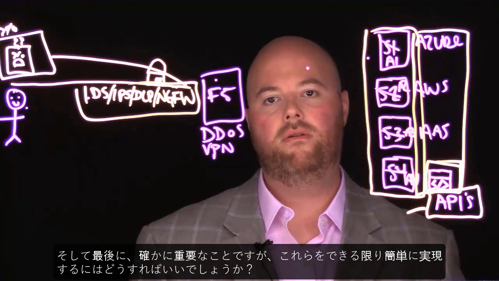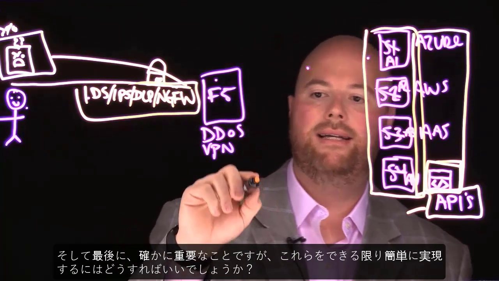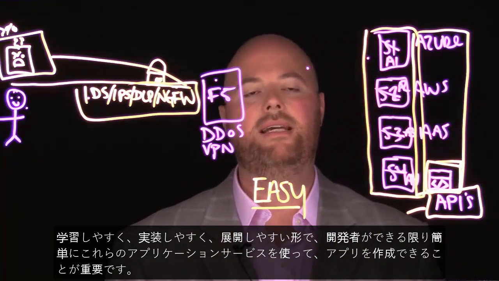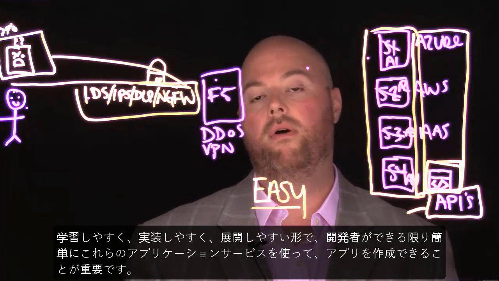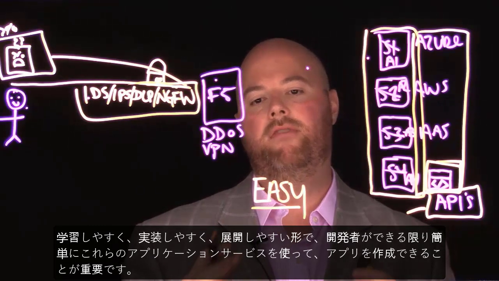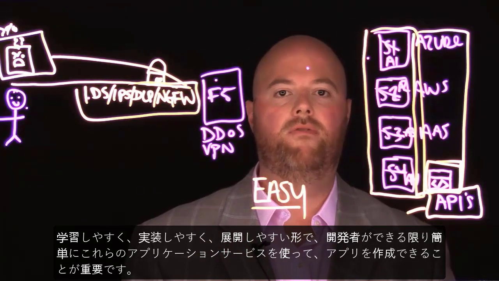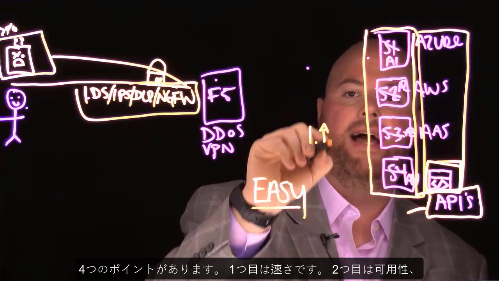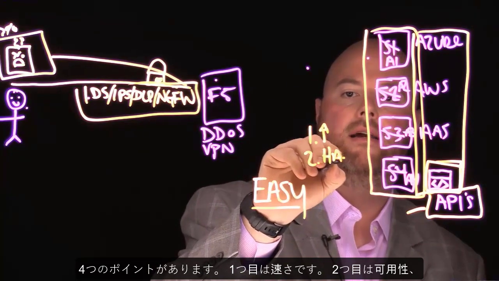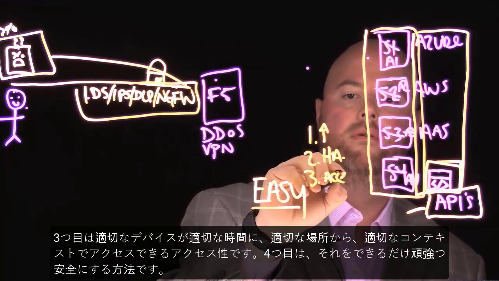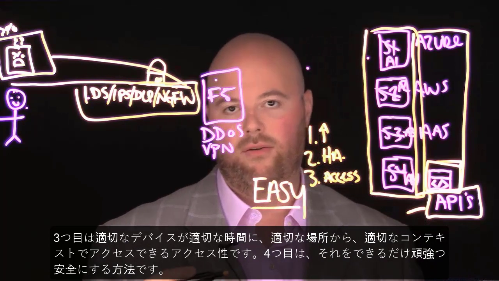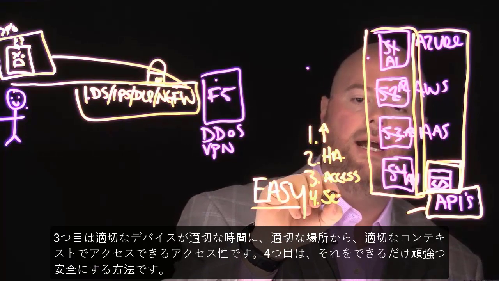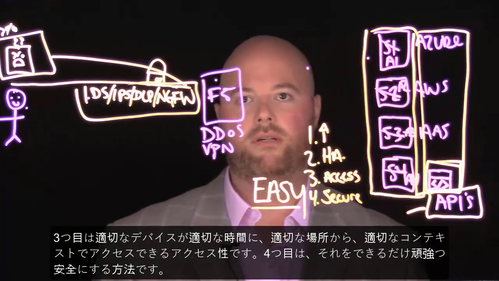And lastly, but certainly not least, how do I make it as easy as possible? Easy to learn, easy to implement, easy to deploy, and easy as possible for my developers to use the application services provided to create apps that are really four things. Number one is fast. Number two, highly available. Number three, accessible. Accessible by the right device, at the right time, at the right location, with the right context. And then four, how do we make it as impenetrable and as secure as possible?